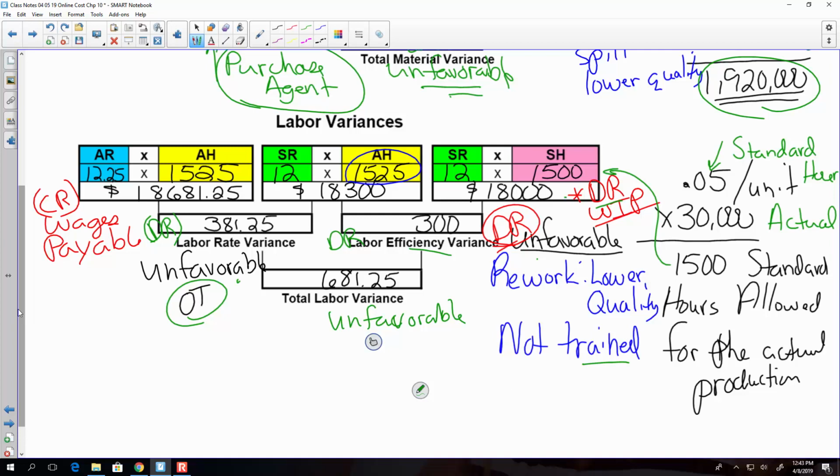So I hope this review does help with what we're trying to accomplish in Chapter 10. Again, we're only looking at the material and labor sections of Chapter 10. The overhead will be talked about in the next chapter after the next exam.